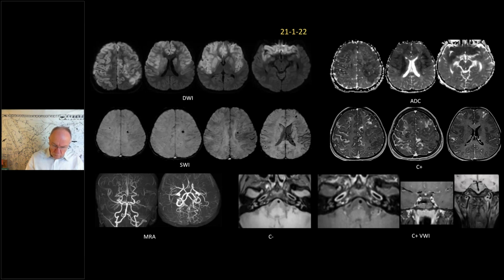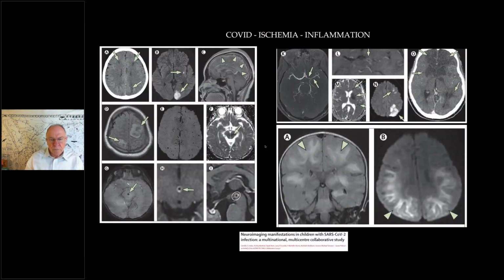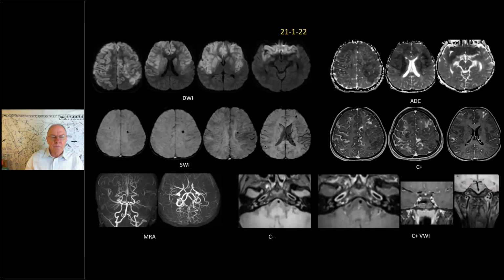Do we have that image? I don't think so. But that can be explained by the ischemic lesion because of the luxury perfusion. There was more gyral enhancement than leptomeningeal enhancement, is what I remember.